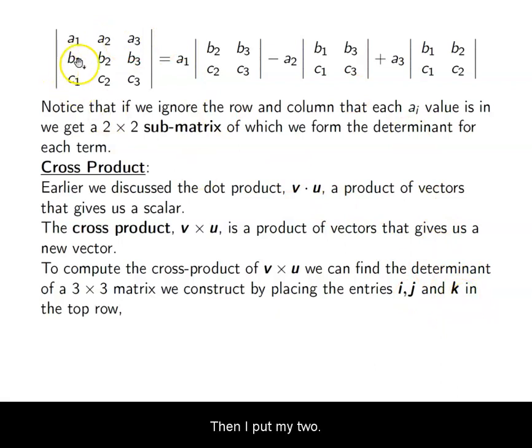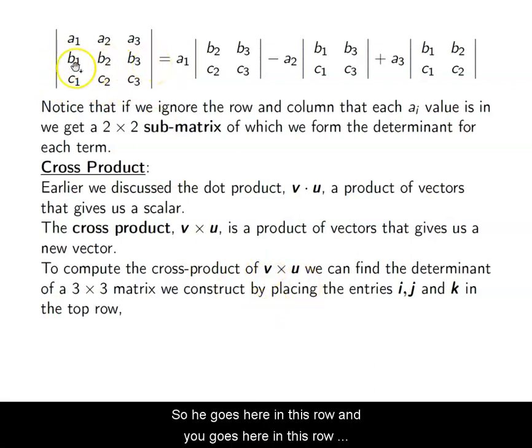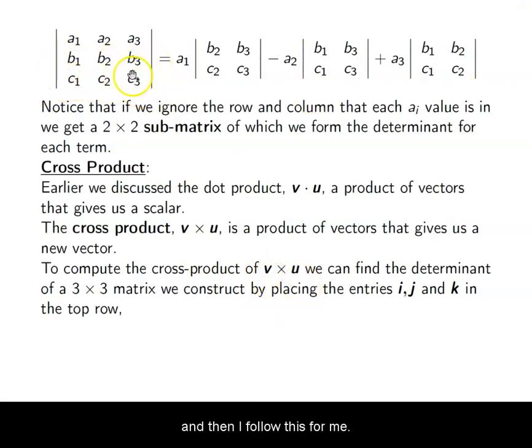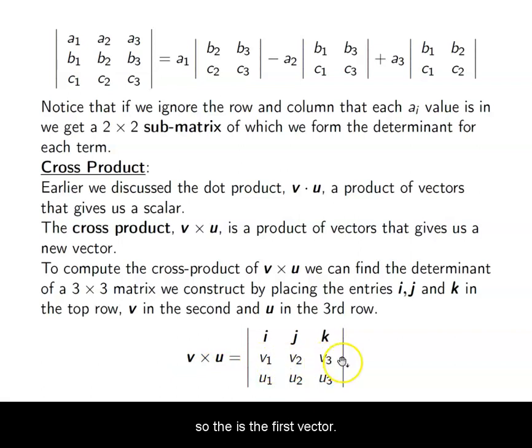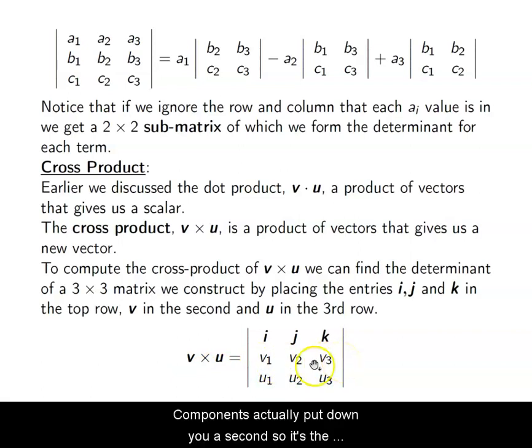And then I put my two vectors that I'm trying to multiply, my v and my u. So v goes here in this row and u goes here in this row, and then I follow this formula. Okay, so my v cross product u is the determinant of i, j, and k on top, and then my v vector, and then my u vector. So v is first, so v is the first vector whose components I actually put down. U is second, so it's the last one that I put down.